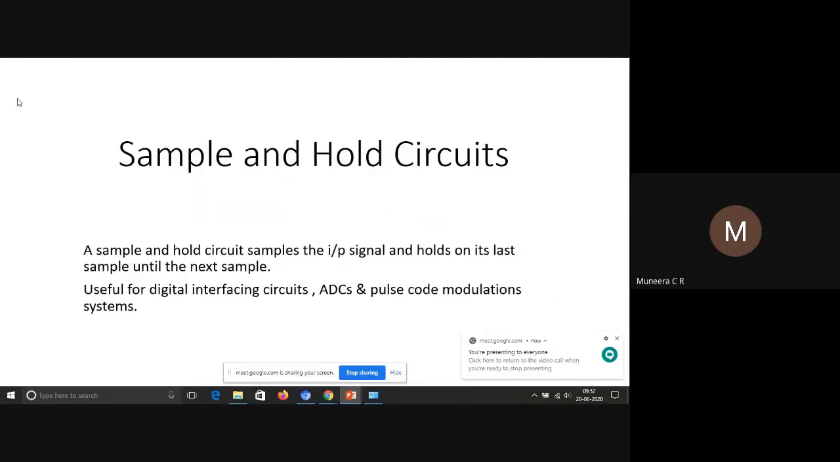Good morning all. In this class we can start with the sample and hold circuits. We have already discussed sample and hold circuits. A sample and hold circuit samples the input signal and holds its last sample until the next sample. So it's useful for digital interfacing circuits, ADCs and pulse code modulation systems.